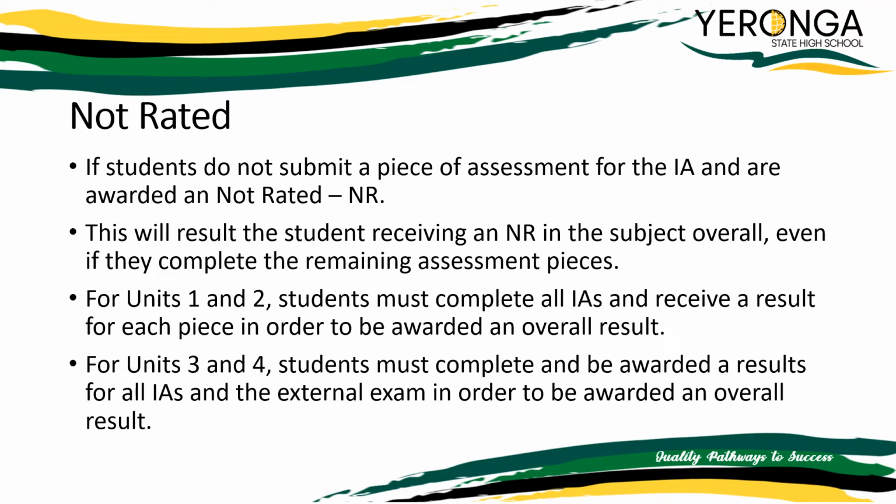In Units 1 and 2, students must complete all IAs to receive a result for each piece in order to be awarded an overall result, and this is calculated towards their QCE, the Queensland Certificate of Education. Units 3 and 4 must be completed and be awarded a result for all IAs, because remember Units 3 and 4 are counted together, and they also must complete the external exam to be awarded an overall result that will be used to calculate towards their ATAR as well as their QCE.